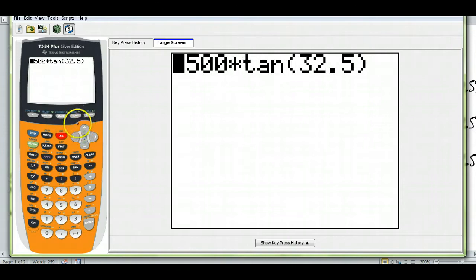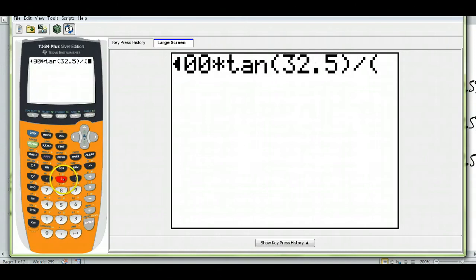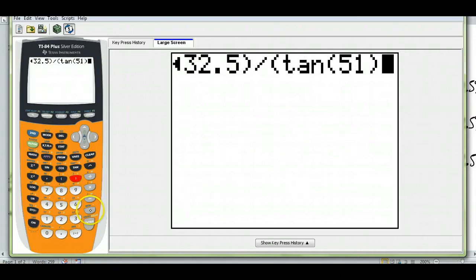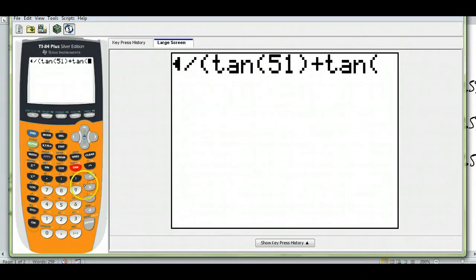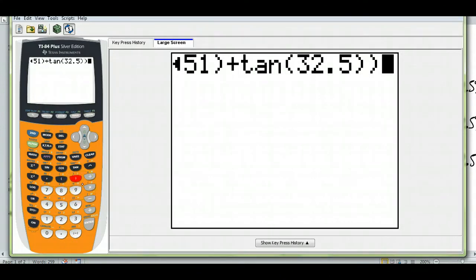You don't need the parentheses here because of the order of operations. You're going to do the multiplication. But now, when you divide here, you would be making a mistake if you were not opening the parentheses. Tan of 51. Close the parentheses for the tan, plus tan of 32.5, close the parenthesis for the tan, close the parenthesis for the denominator.